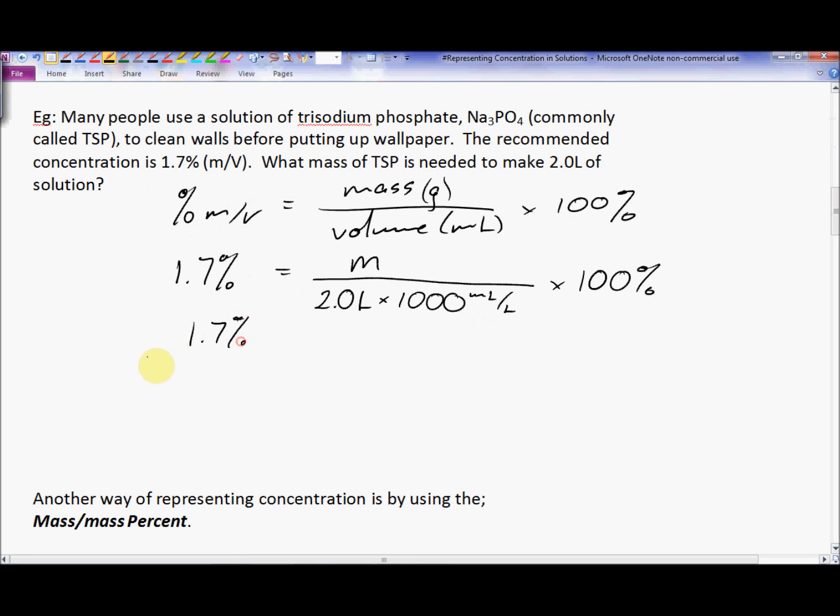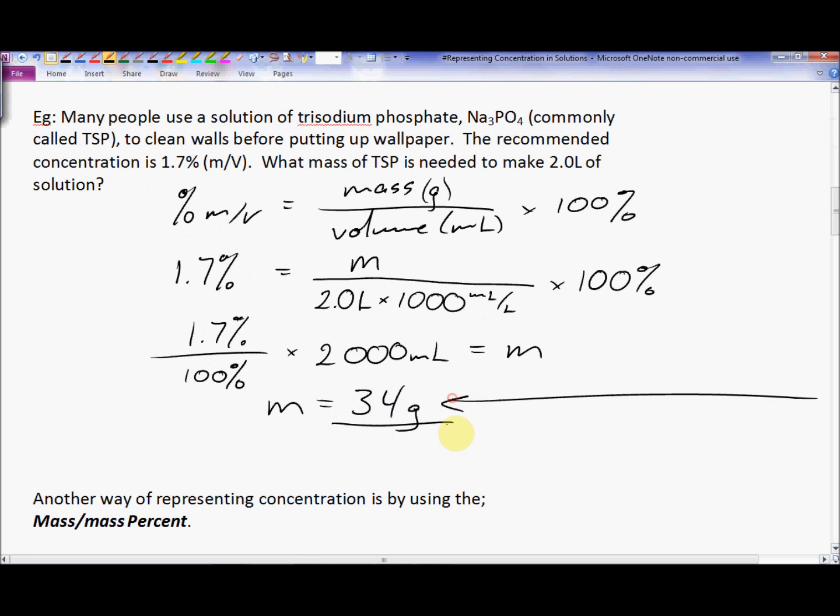Okay, dividing by 100%, 1.7% divided by 100% times 2,000 milliliters is going to give us our mass, and our mass works out to be 34 grams. Okay, so that's another way of solving a question like that one.